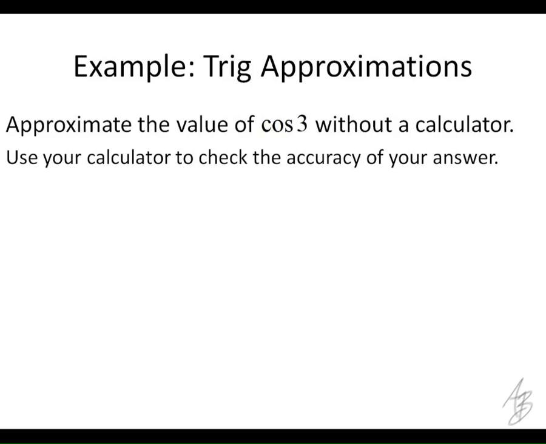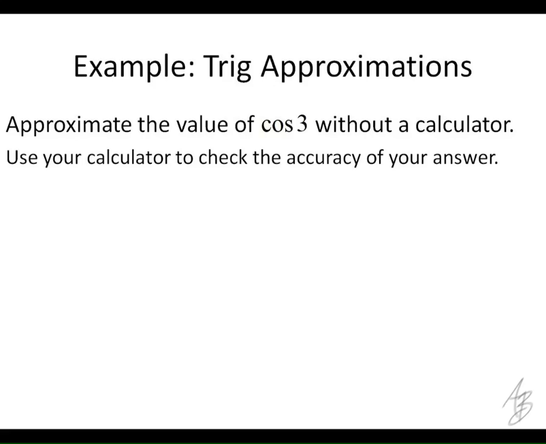Here's another example where prior to calculators, it would be really difficult to do a problem like this. With a calculator, it's really easy to just type in the cosine of 3, and it's going to give you a decimal accurate to 8 or 9 decimal places. Let's see how accurate we can get without a calculator, and then we'll check how accurate our answer actually is. First thing I want to say here is that we're going to approximate the value of cosine of 3 in radians and not in degrees.